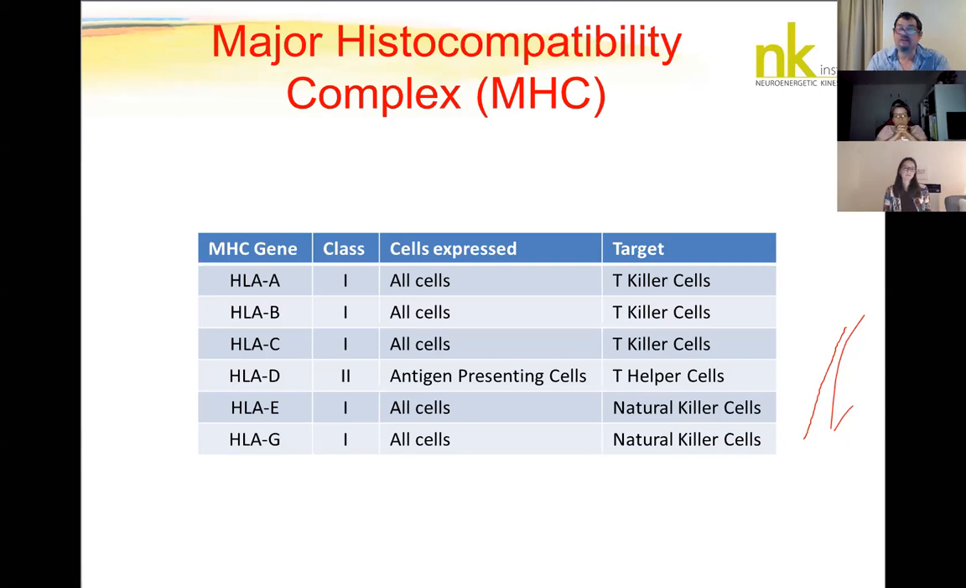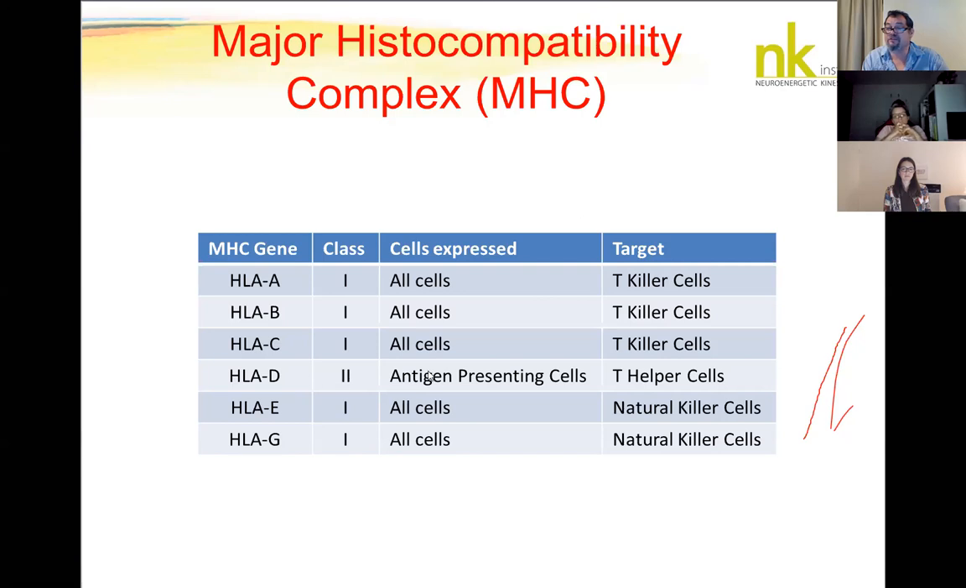Okay, and so these are the different MHC. So you can see here you've got the different genes A, B, C. They're class 1, expressed on all cells, and the T killer cells are what recognize them.